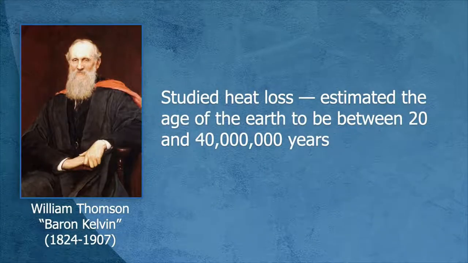Now, building on Hutton's and Lyell's foundation, William Thomson, who's sometimes called Baron Kelvin, estimated in his mind the age of the Earth to be between 20 and 40 million years old. He was a heat loss specialist, and he thought it couldn't be much older than that, because it'd be too cold. In his mind, that long ago, it'd be way too cold, no one could live. And so, he was around that time period.